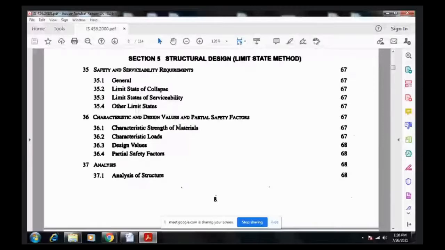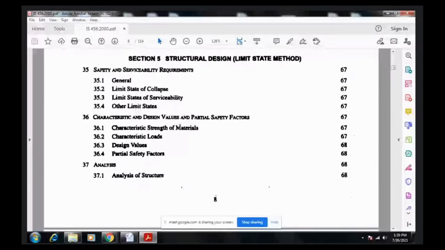When you are trying to utilize the maximum strength of concrete, that means you are crossing elasticity. So you are entering the elastoplastic region. Definitely the analysis and all these things will be different. And this kind of method is termed in the code as limit state methods.